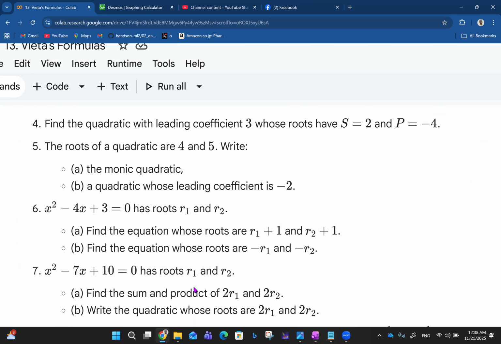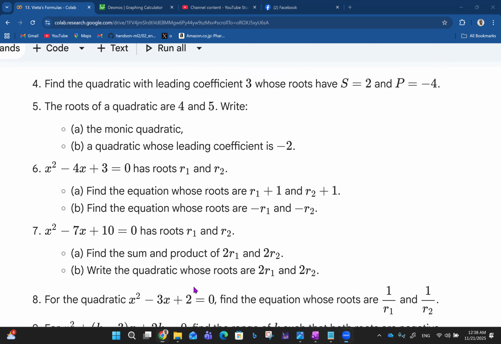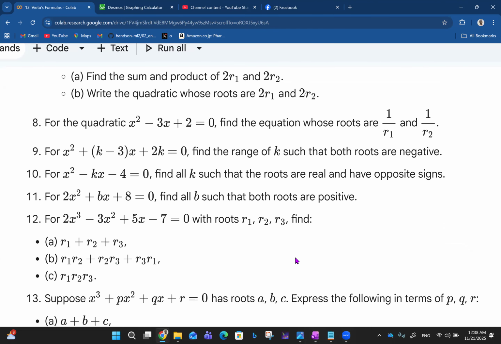Then find the quadratic with leading coefficient 3, whose roots have s equals to p minus 4. So the only thing is you do the regular thing, then you now multiply through by 3. So first of all, you have x squared minus 2x minus 4. Multiply by 3. Now that's 3x squared minus 6x minus 12 equals 0. That's how that goes.